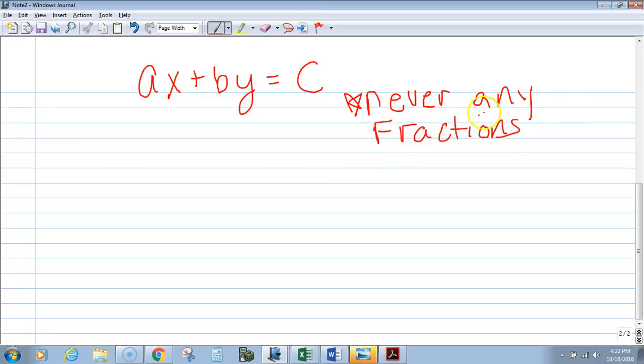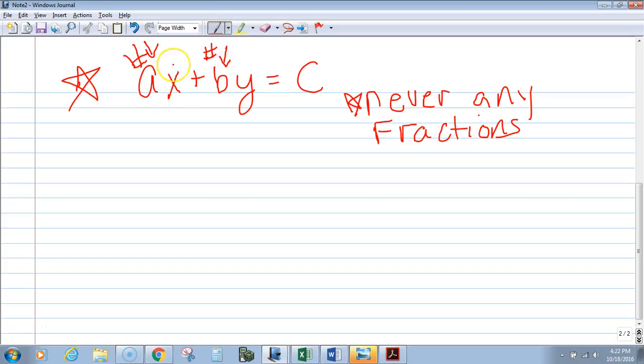So we always have to get rid of some fractions. So let's derive this from using one of the other forms. So this is the formula. A is just going to be a number. B is just going to be a number. And you guys, I'm writing this shorthand, right?